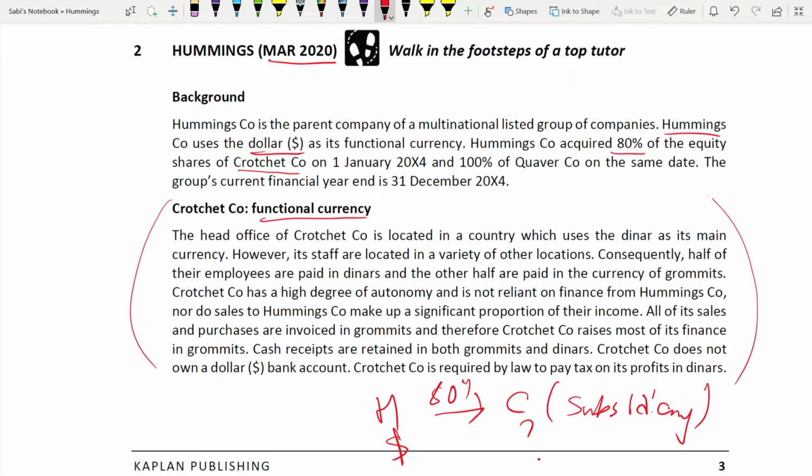That they will never ask you, because for a subsidiary, the functional currency is more or less based on the parent company's functional currency. Not always, but most of the time. And they have acquired 100% of Cueva on the same date. 100% means again it's a subsidiary. That means there is no NCI. No NCI is there. So there are two subsidiaries.